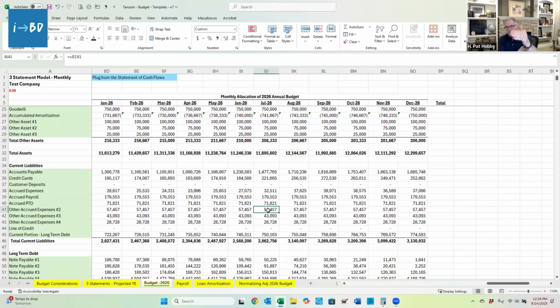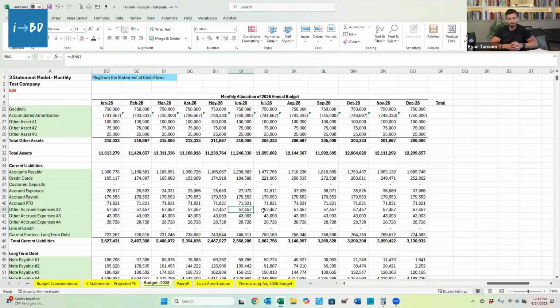but it's going to be on the back. We're going to put it on cash, and we're going to put it as a liability on there. And so the liability goes up on the balance sheet. So if you look at this accrued expense 2, there's no change here, right? So it's 57,000. So on the statement of cash flows, it's going to be zero.